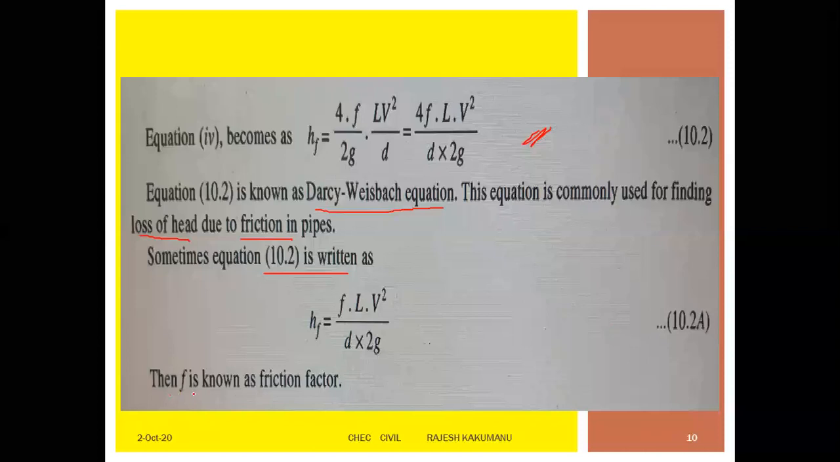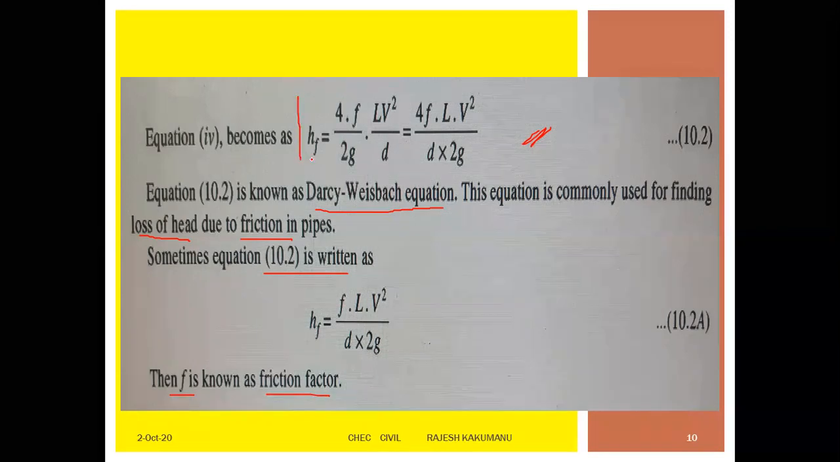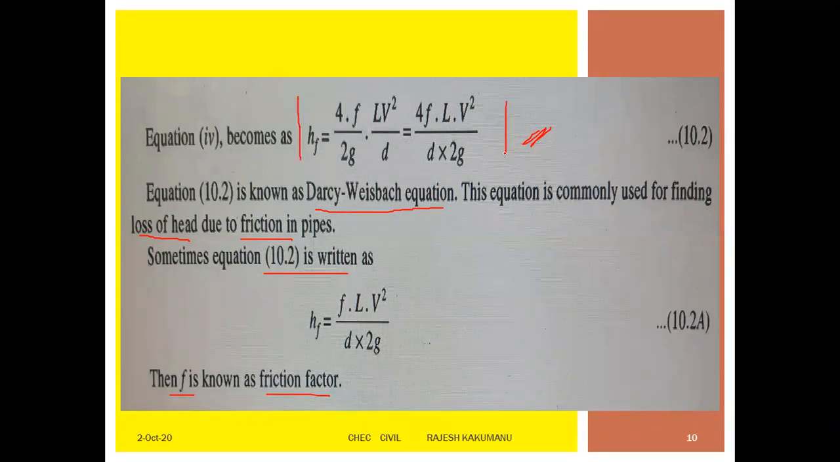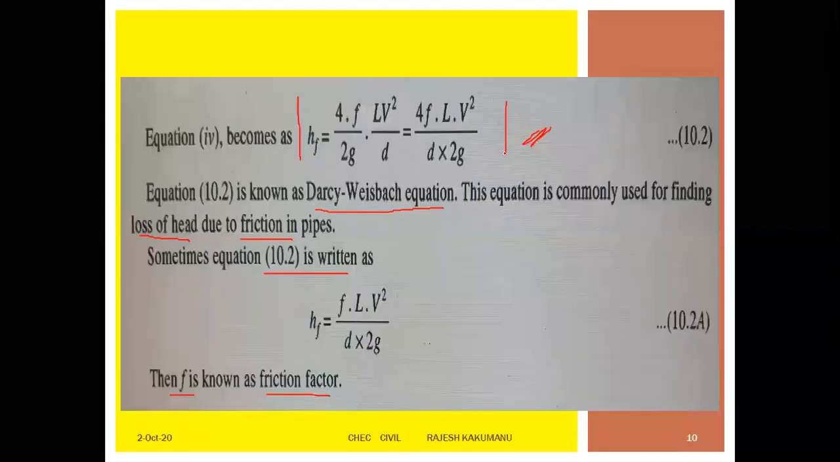So this f is known as friction factor. F is a friction factor. So understood? This equation is the Darcy-Weisbach equation, which we have derived through the Bernoulli's equation. Understood?